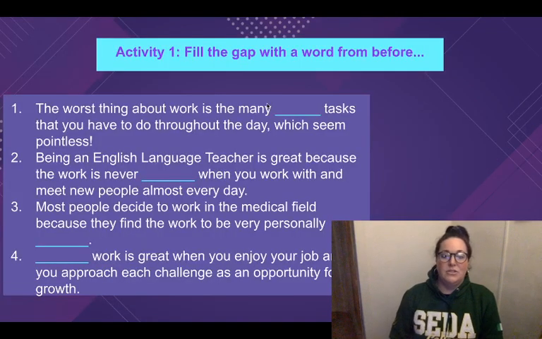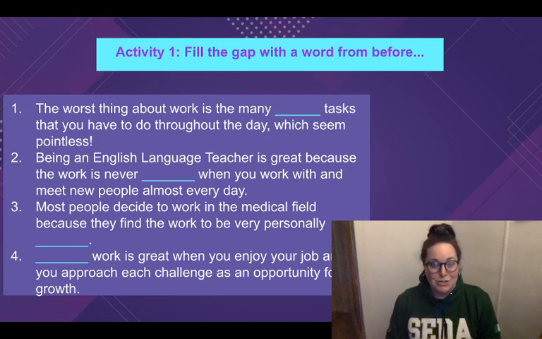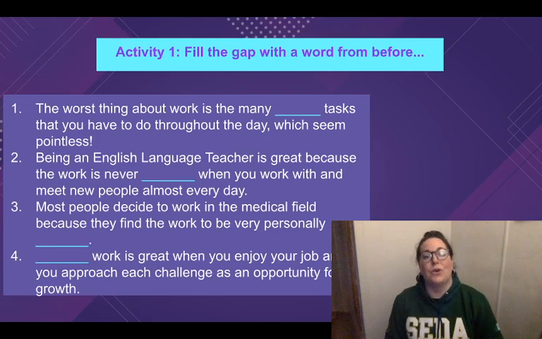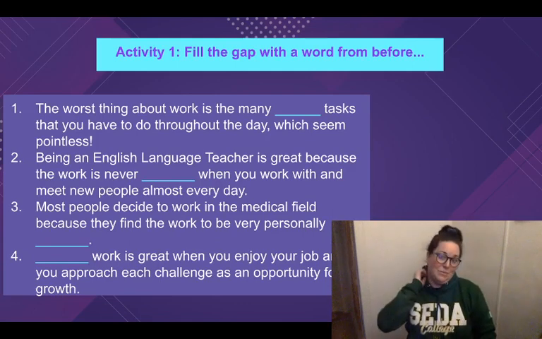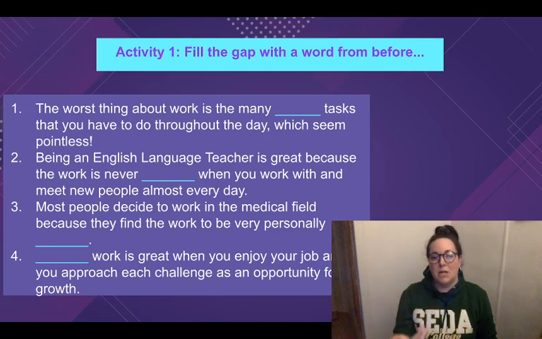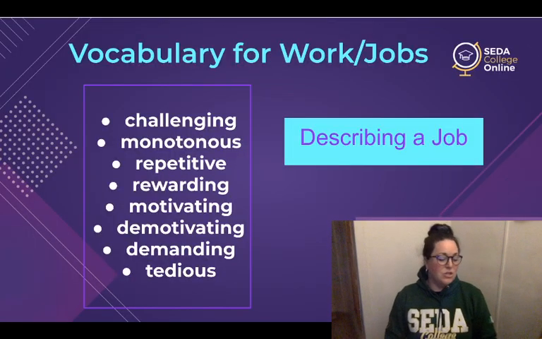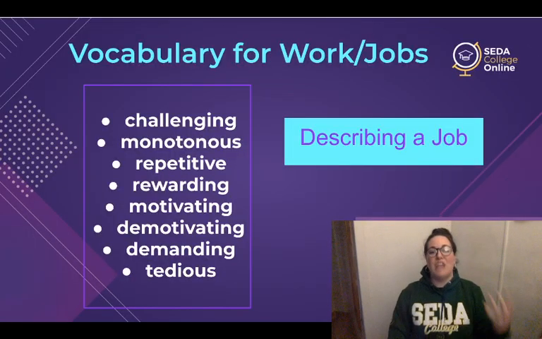All right, so now what I'm going to ask you to do is fill the gap with a word from before, from that list we just had. So this is why taking notes is so important. I'm going to go back for a moment and quickly go over the list one more time so that you can write things down that you're going to use for these 4 sentences, these example sentences. Okay, so we had challenging.